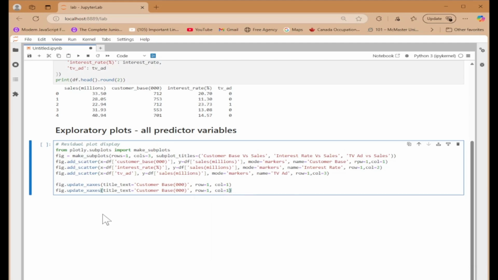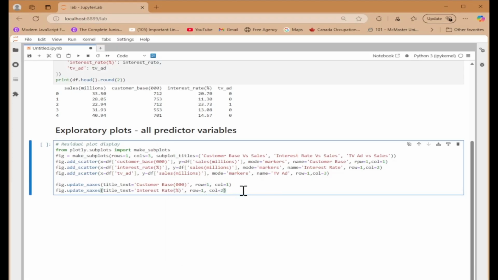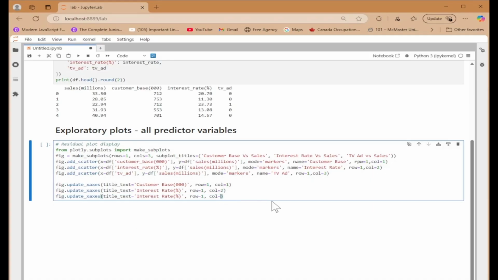Okay, here is going to be update x-axis, not customer base. This time it is going to be interest rate percent. Column is going to be 2. Okay, the last column. Here, column is going to be 3. Instead of interest rate it is going to be TV ad 001. Okay, that sets the labels of that.